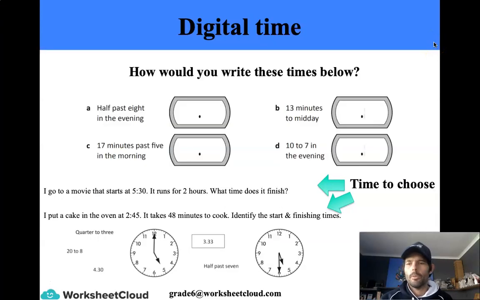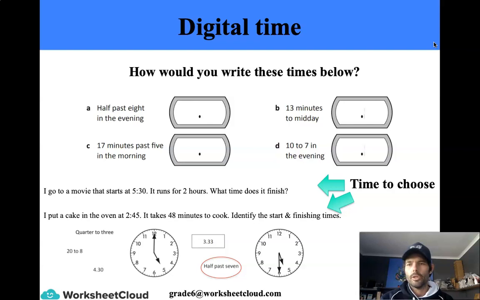So you can see at the bottom of the screen, I go to a movie that starts at 5:30. It runs for 2 hours. What time does it finish? Okay, so you need to put 2 hours onto 5:30, and you'll get 7:30, which is circled in red.